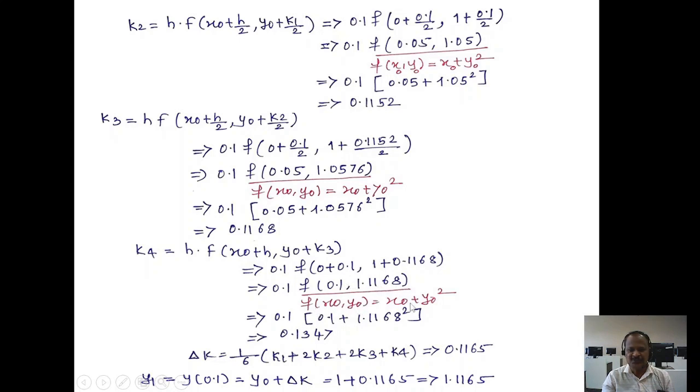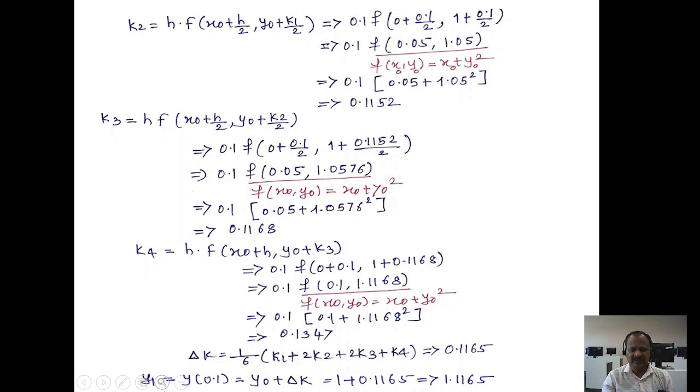Now these two values you have to put in this equation, f of x0 comma y0 is equal to (x0 plus y0) bracket square. So 0.1 into bracket 0.1 plus 1.1168 bracket square. After solving this, the value of k4 is 0.1347. Now all the values of k are known, so you can find delta k. So delta k is equal to 1 upon 6 into the bracket k1 plus 2k2 plus 2k3 plus k4. All the values of k1, k2, k3 and k4 you can put in this equation and the final answer is 0.1165.